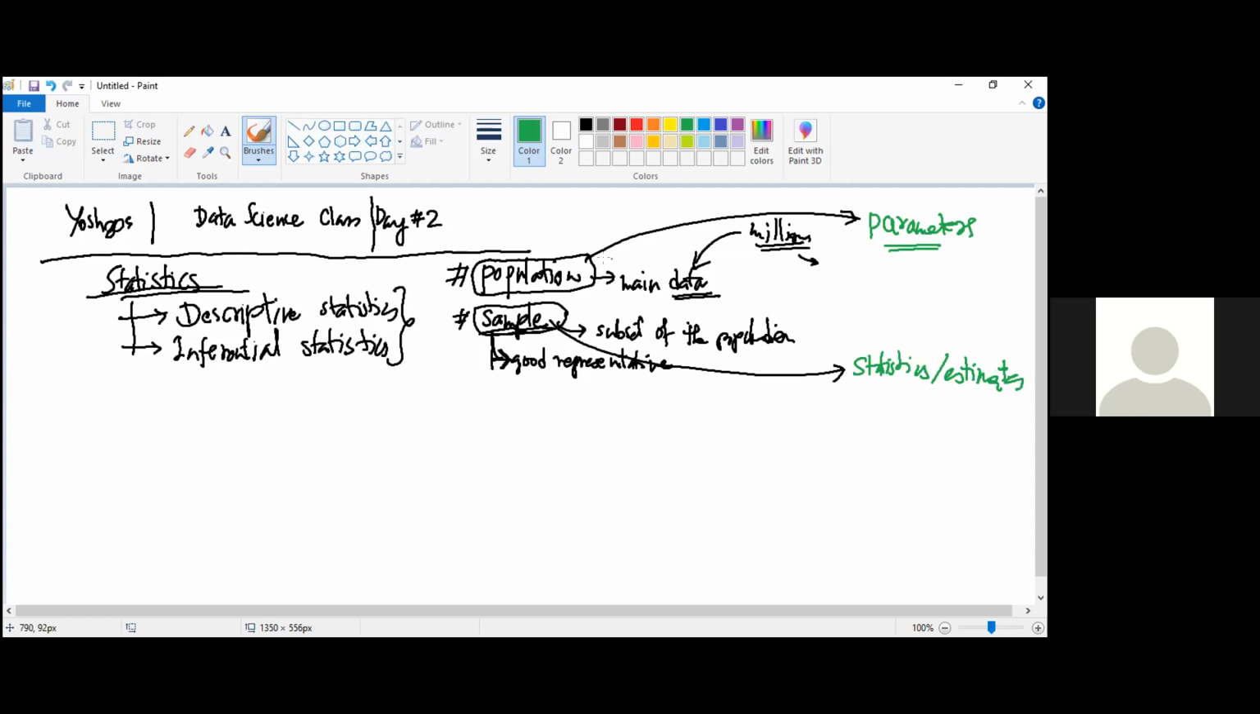Suppose you have a population and you need to define its mean. Normally, the mean for a population is denoted as mu. Might be known to you, but when we talk about samples, we define the mean of the sample to be x bar, something like this. So these are a few differences, a few terminologies, a few things that you need to keep in mind.